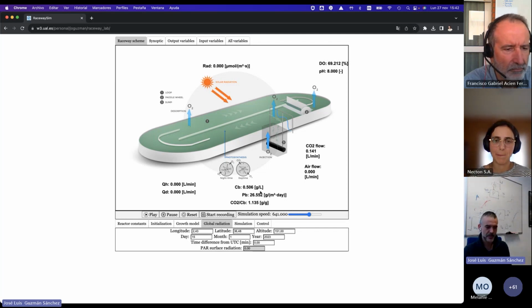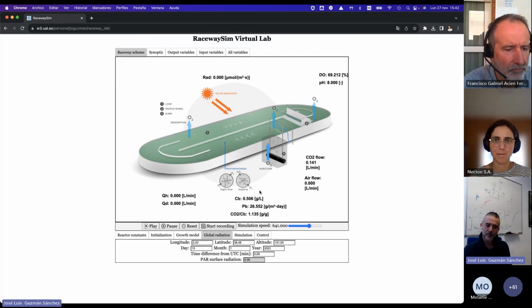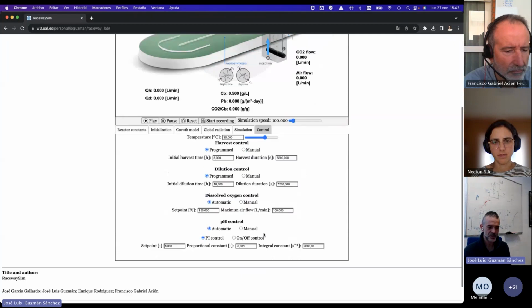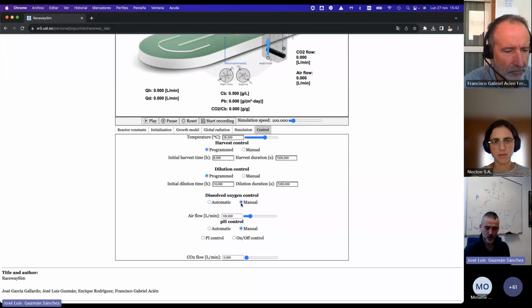And this is the consumption we get, relating the grams of CO2 injected with respect to the grams of biomass we got. So let me now compare these results with another for the same location without control at all. So I will repeat the simulation. I will go now to the control option, and I will switch off the control. No control for the dissolved oxygen, no control for the pH variable. And then I will run the simulation again.